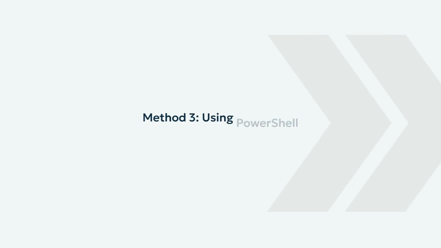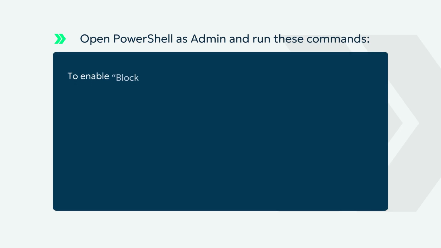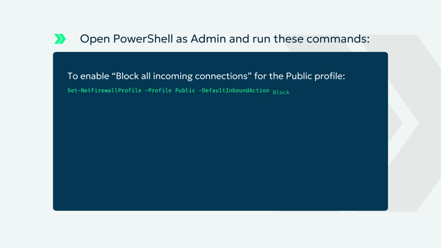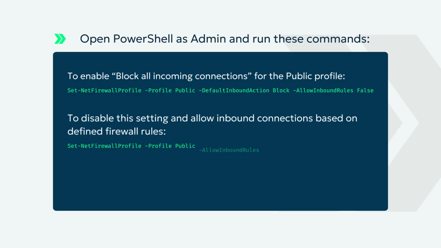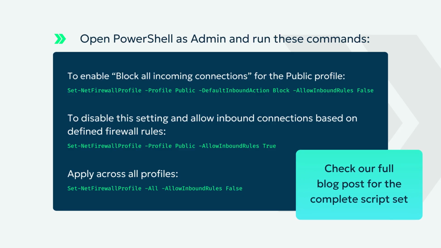Method 3. Using PowerShell. PowerShell is the go-to method for IT admins integrating firewall configurations into deployment scripts or remediation workflows. Open PowerShell as administrator and use the following commands. Run this command to enable block all incoming connections for the public profile. Conversely, run this command to disable this setting and allow inbound connections based on defined firewall rules. Lastly, you can apply this across all profiles using. For the complete PowerShell script set, including examples for all profiles, see the full blog post linked below.